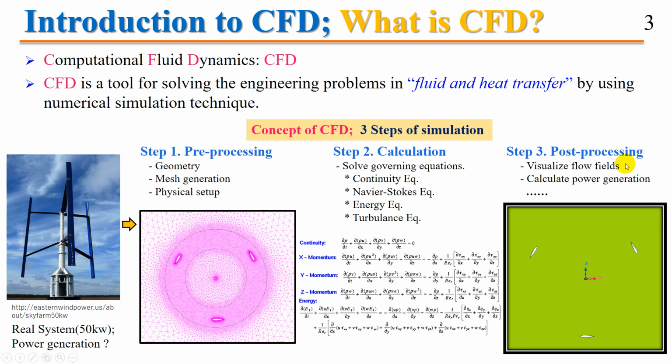In this example, I will show you the visualization of the pressure contour when the wind turbine is rotating. You can see the difference of the pressure contour between the top and the bottom of the aerofoil. This is an example of visualization. This is the summary of the steps: CFD simulation, pre-processing, calculations, and post-processing.